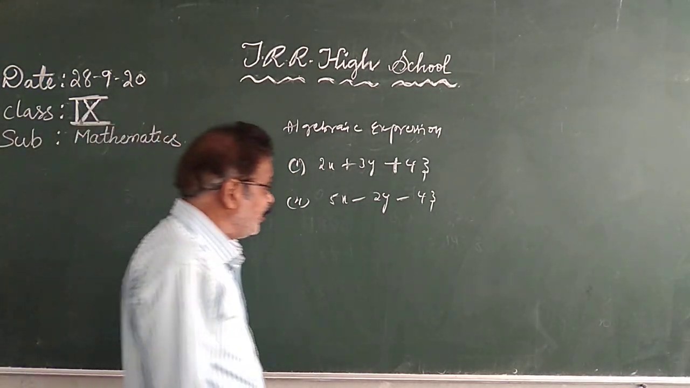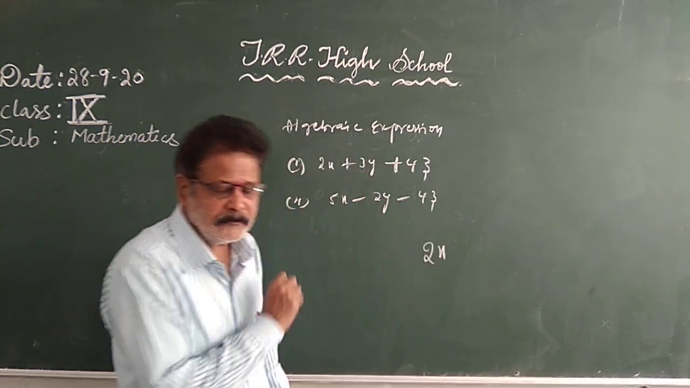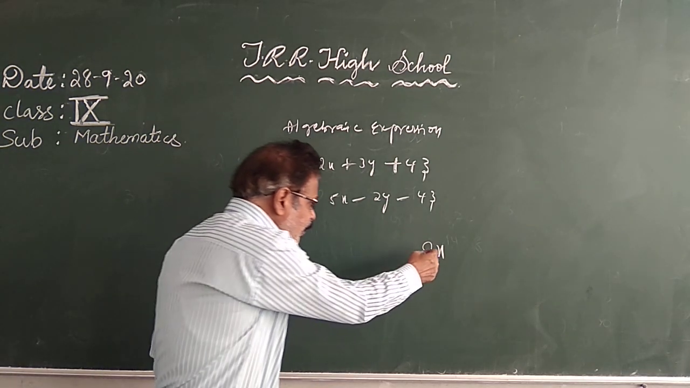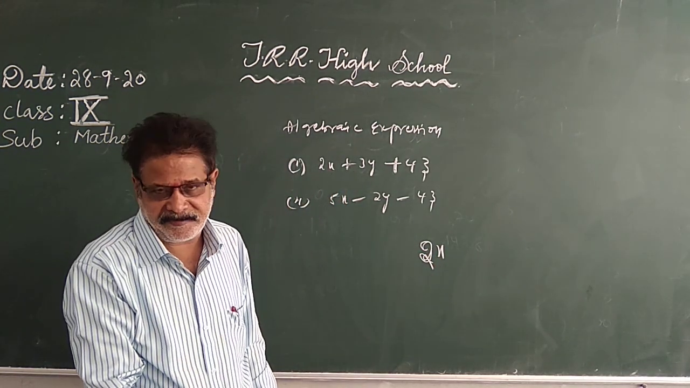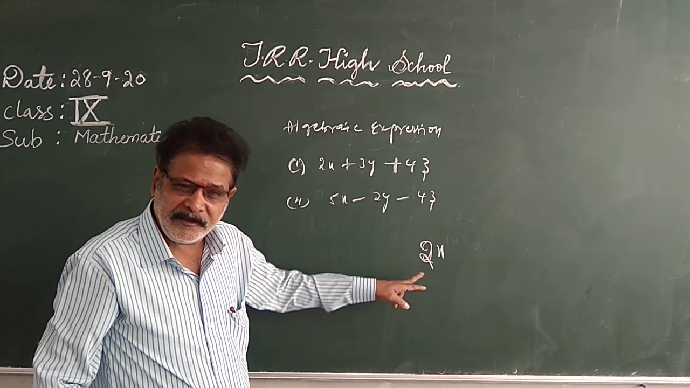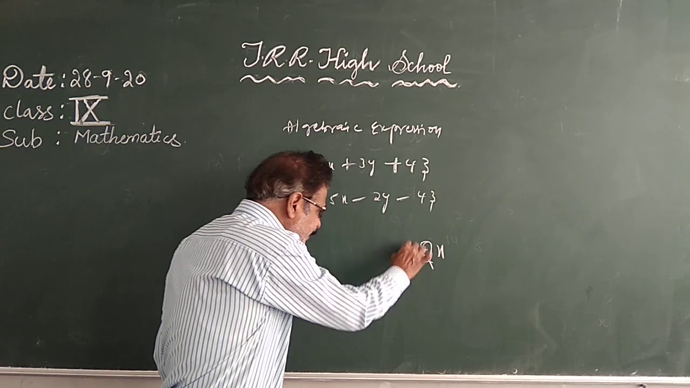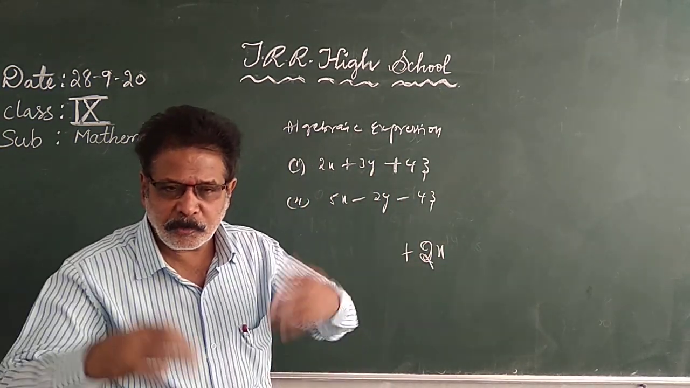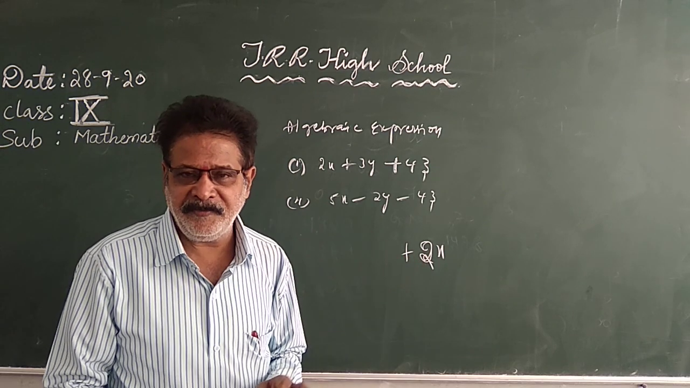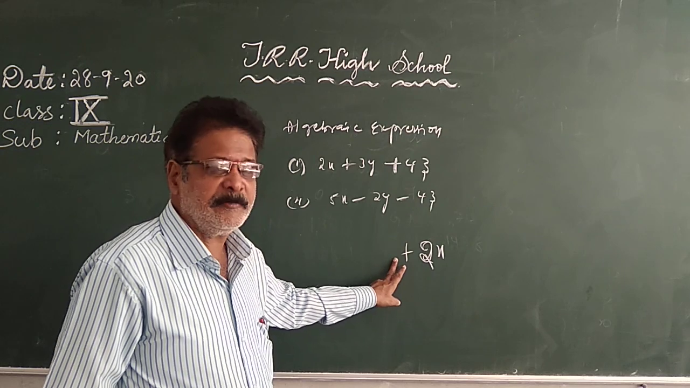Suppose this is, what is this term? 2x. Before any term, if no sign is given, that should be considered as plus. 2x is there. In 2x, what is it, plus 2x or minus 2x? We consider this as plus 2x. The sign of the term always should be to the left of it. 2x is there, and on its left side there is no sign, which means that is plus 2x.